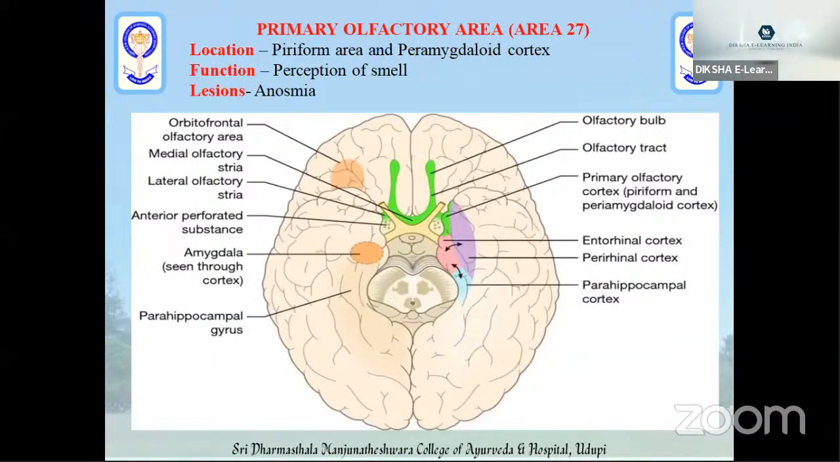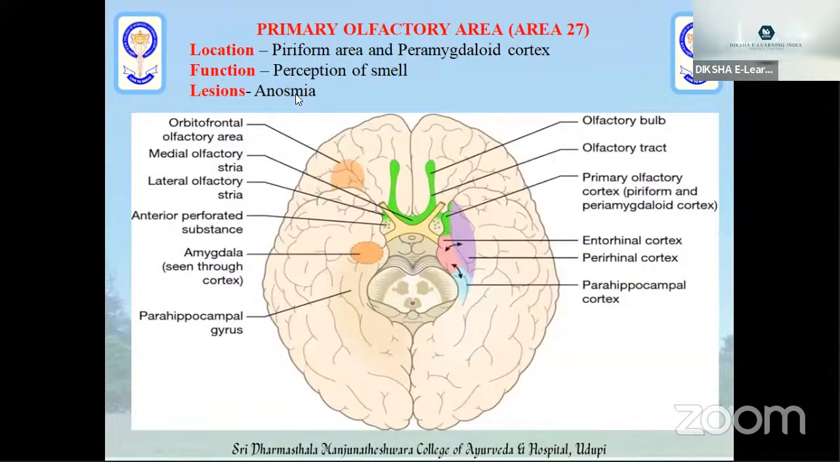Next, primary olfactory area. That is also located in the temporal lobe of the cerebrum, area number 27, in the inferior surface of the temporal lobe. Location: it is in the piriform area, the piriform olfactory cortex, which is the anterior part of the uncus and the para-hippocampal gyrus. And the amygdaloid body, a part of the limbic system that also comes under the basal nuclei, will be located here.